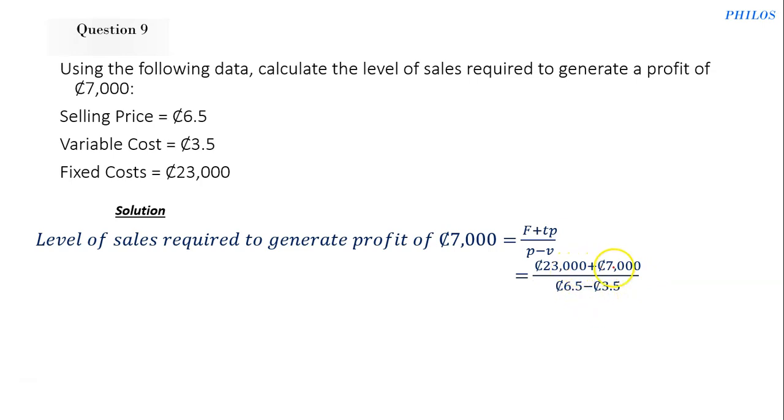So 23,000 plus 7,000 will give you 30,000, isn't it? And 6.5 minus 3.5 is what? 3, right? So we have 30,000 cedis divided by 3 cedis. Okay, so cedis cancel cedi. So 30,000 divided by 3 will give us what? 10,000 units. Okay, so the level of sales required to generate profit of 7,000 cedis is 10,000 units.